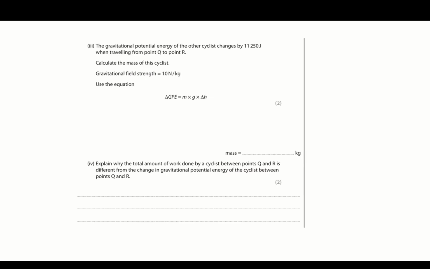Next one, your favourite. So we've got our GPE equals mgh, and it wants us to find out the mass. So m equals GPE over gh, or we could have done it this way, divide both sides by g and h, so they'll sit under here. Now that that's ready, we're just going to check the units. Energy's in joules.